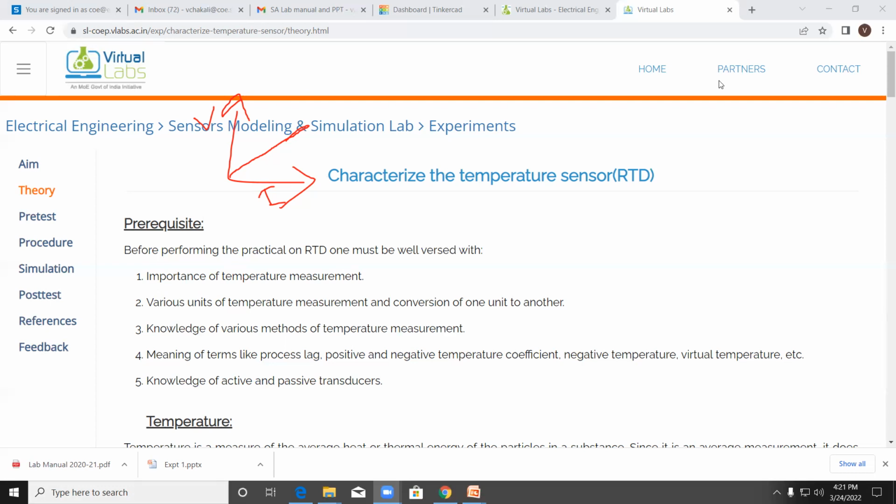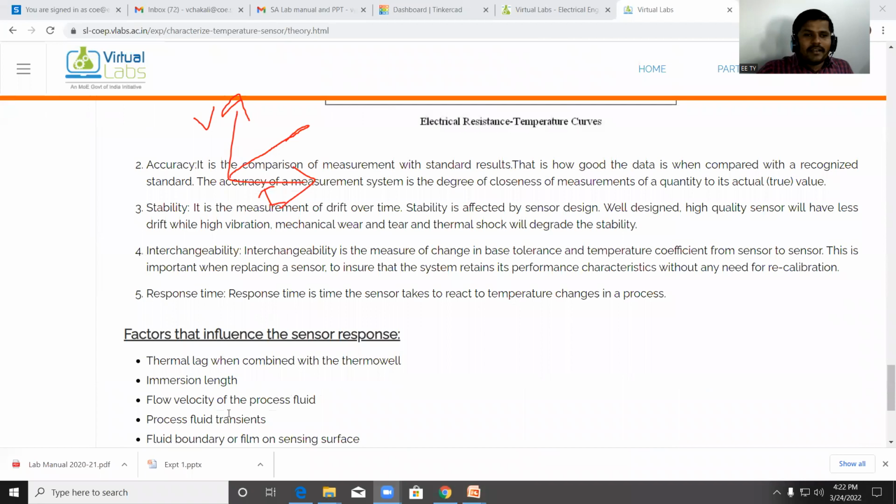Okay. We will perform each and every practical from the next lecture. So all of you attend practicals regularly.